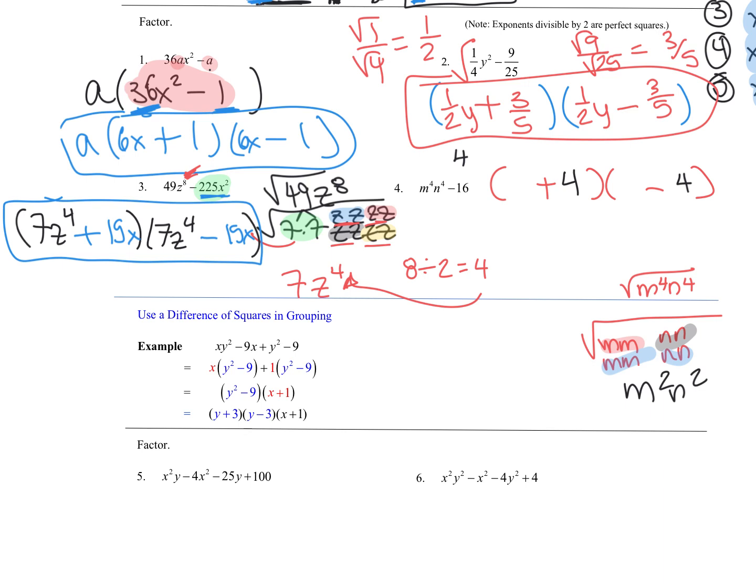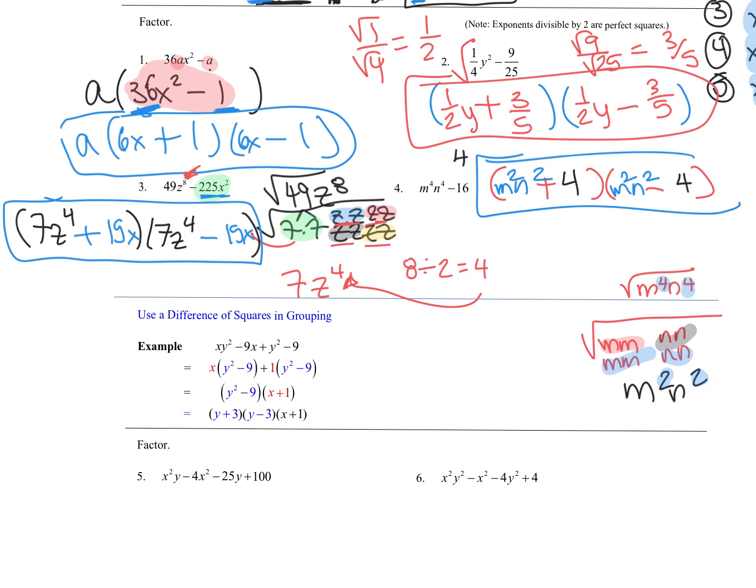So that's going to produce m squared, n squared. And a lot of people don't like to do that visually. They like to just look at the exponents and divide them by 2 because it's a square root. 4 divided by 2 is 2, 4 divided by 2 is 2. Okay, I just wanted to show you visually what happens. So I'm going to have m squared, n squared, m squared, n squared.